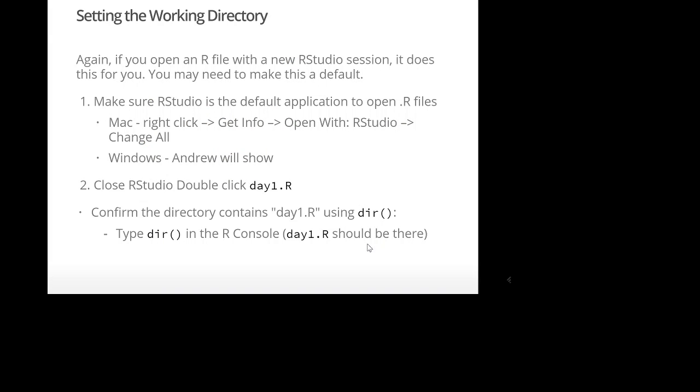And so now, for example, if you closed RStudio and you made this change such that all .R files are associated with RStudio, if you double-click the day1.R script you made, it should open the script. It should set the working directory to wherever you open the script from, and then you should be ready to go.